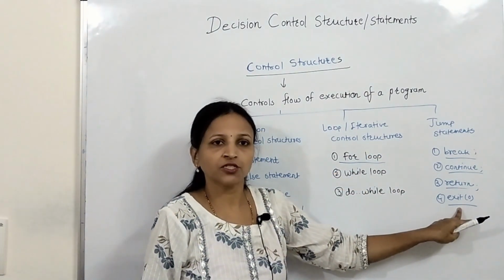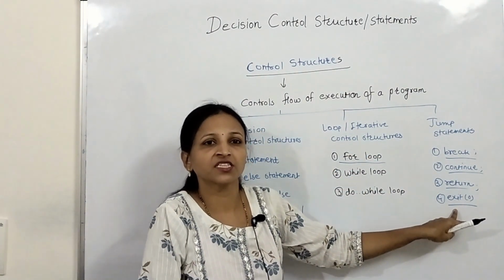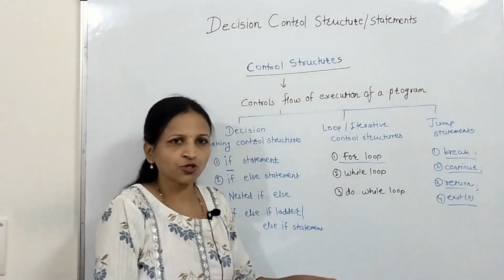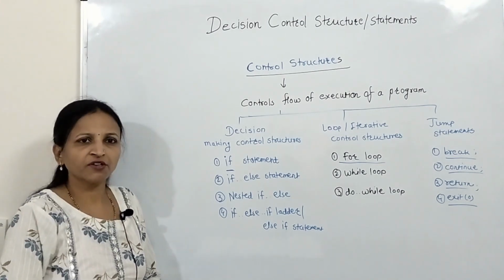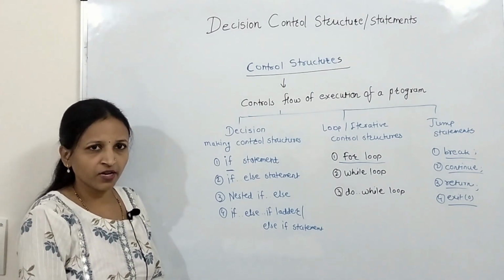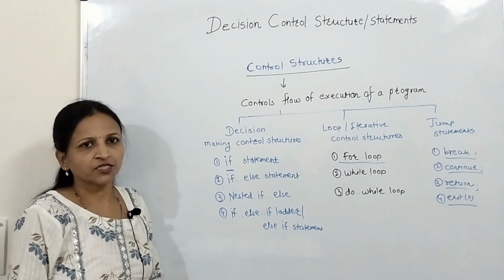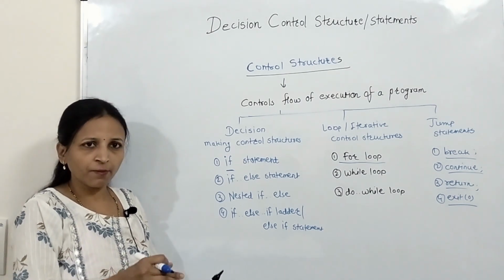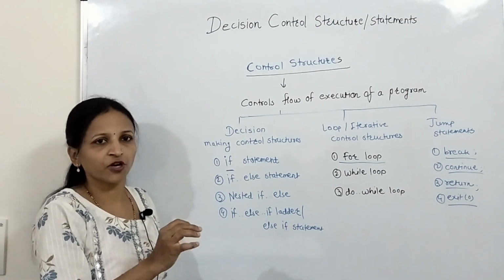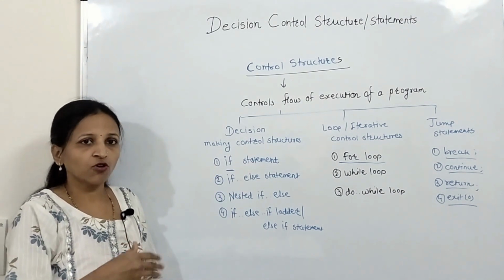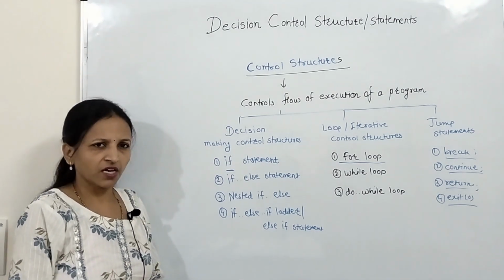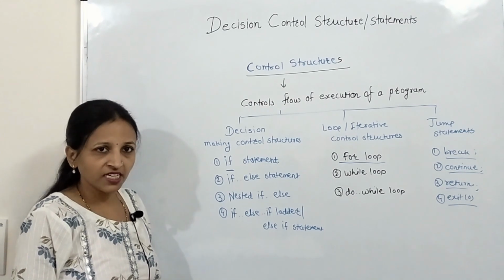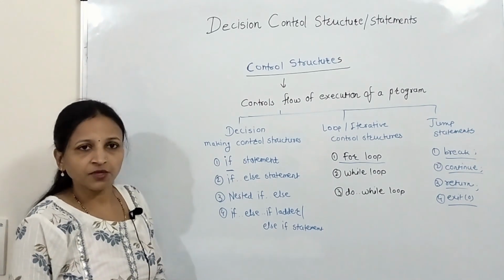This exit 0 function can be used to stop the execution of a program at that point only. Normally, execution of a program stops whenever the last statement of that program gets executed. But suppose you want to stop the program execution at any intermediate point in your program, depending on a certain condition, then you can do that using this exit 0 statement. That's why these are all called jump statements.